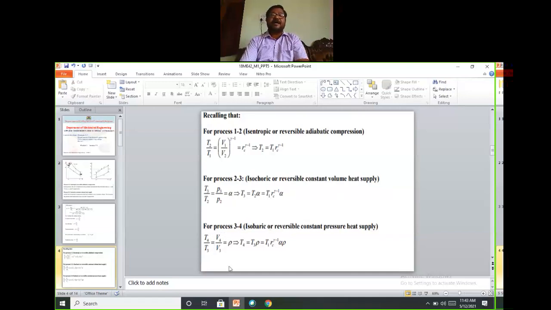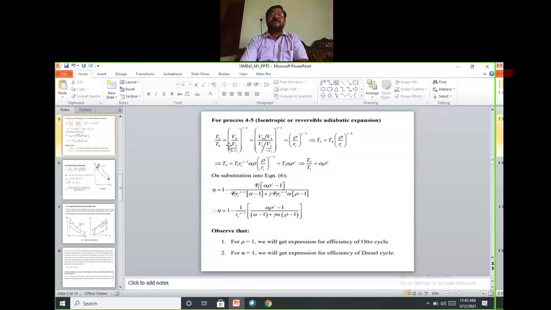Process 3 to 4 is again a constant pressure heat supply process. T4 by T3 is V4 by V3, so T4 is equal to T3 into rho. T3 is equal to T1 rc^(gamma minus 1) alpha. After substituting all the things, process 4 to 5 is T5 by T4 equal to (V4 by V5) raised to the power of gamma minus 1. Rearranging the things, you will get T5 is equal to T4 (rho by rc)^(gamma minus 1).